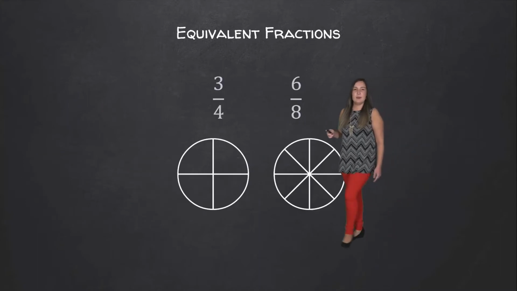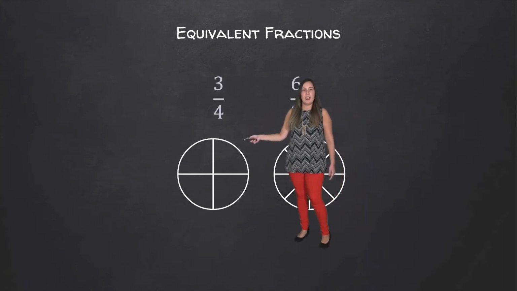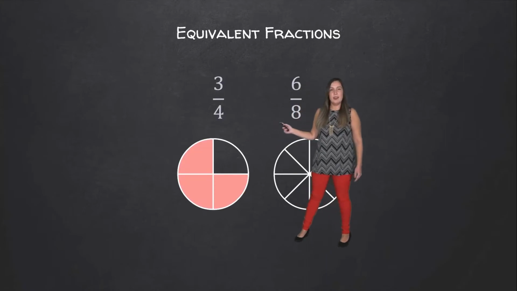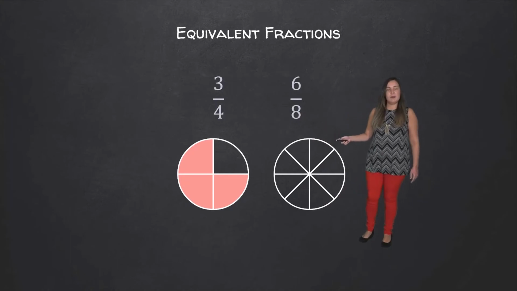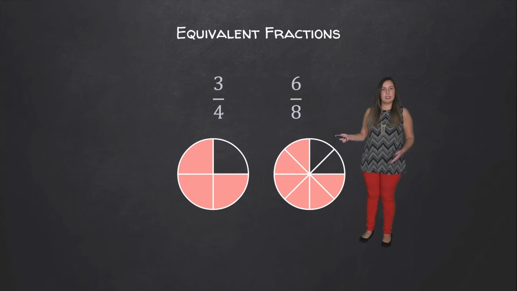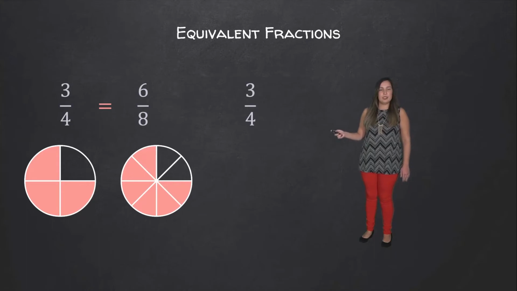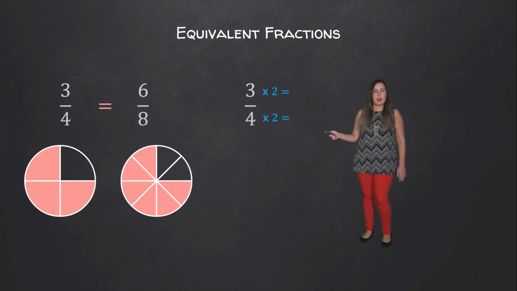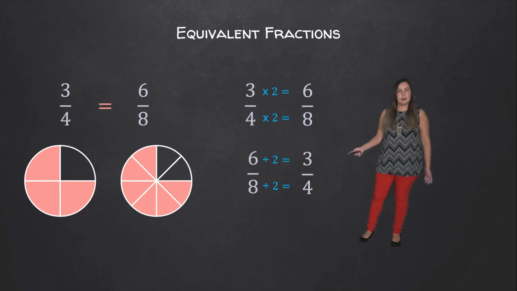So here we have another example. We have 3/4 here, and we have a model that has 4 equal pieces, so we're going to shade in 3 of those pieces. Then we have 6/8, and we have a model that has 8 equal pieces, and we're going to shade in 6 of those pieces. Now, notice that we have the same amount shaded for each, so these are equivalent. So if we took 3/4 and multiplied both the numerator and the denominator by 2, we would get 6/8. And if we took 6/8 and divided both of them by 2, we would get 3/4.